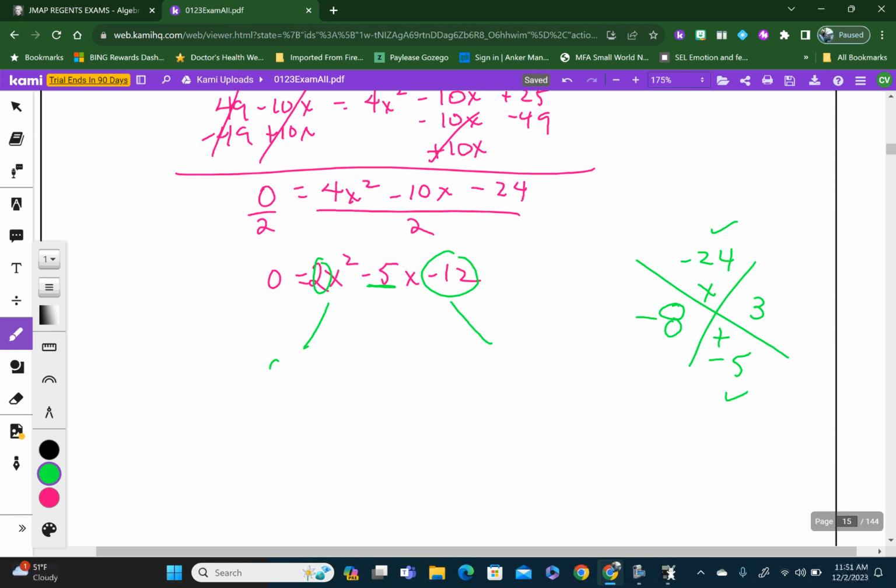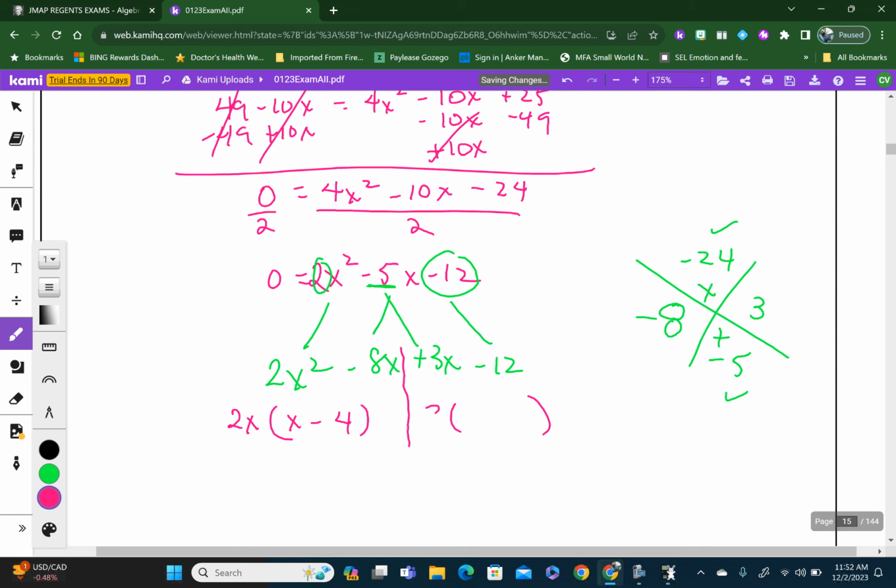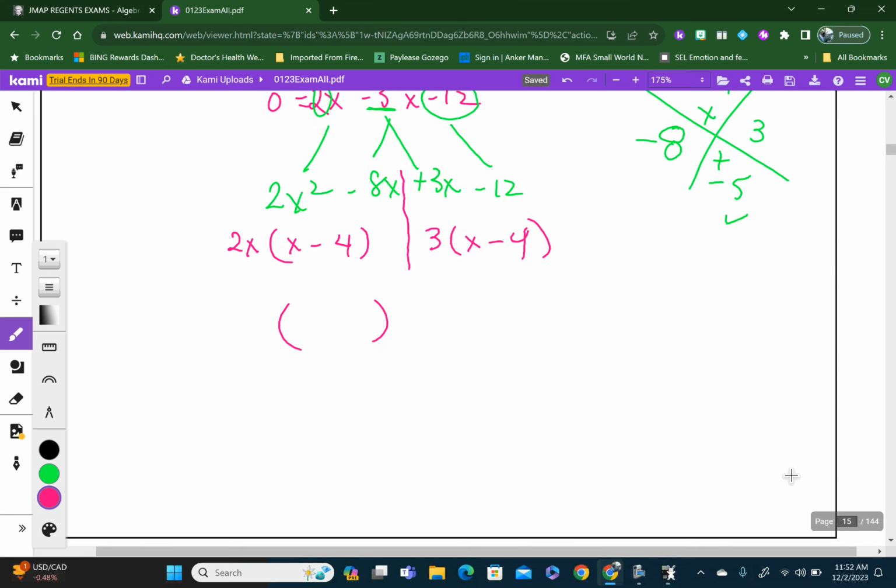So I take these two terms, bring it down. So 2x squared comes down, the negative 12 comes down, and the negative 5x gets broken up into negative 8x and positive 3x. So now when I have four terms, cut it down the middle, factor the left, factor the right. So I have 2x, and then I have x minus 4 here, and then I have 3 and x minus 4 here. So now I take my x minus 4 and I write it down once, and I write down what's left in the others. So x minus 4 comes out, and what's left is a 2x and a positive 3, so I have 2x plus 3.